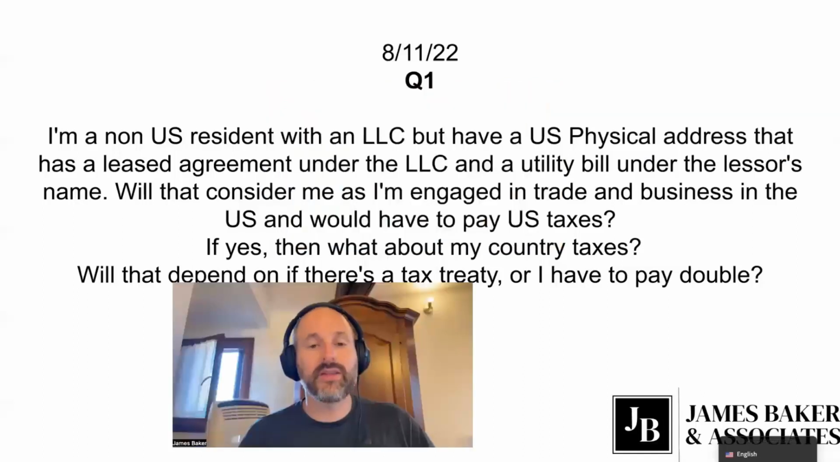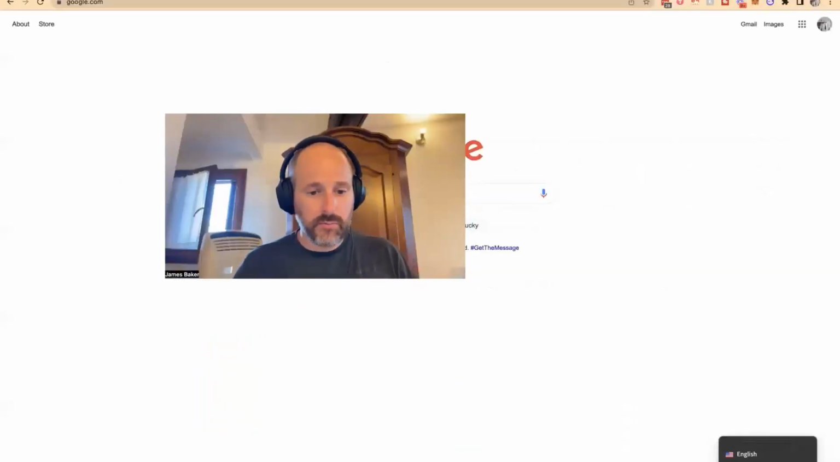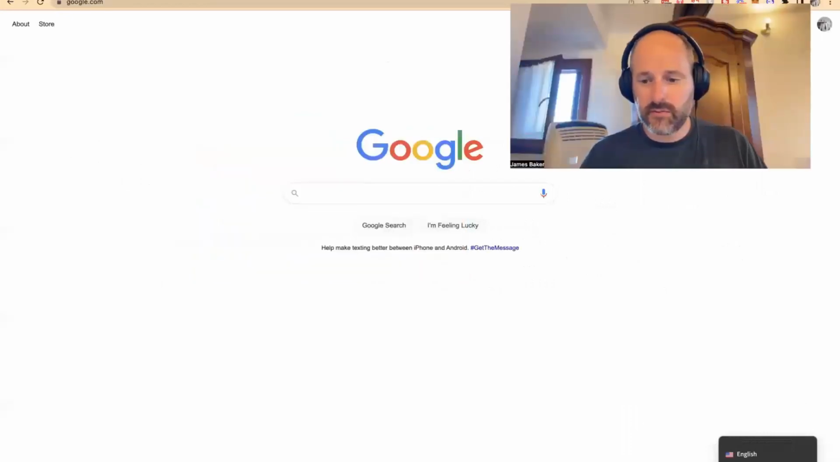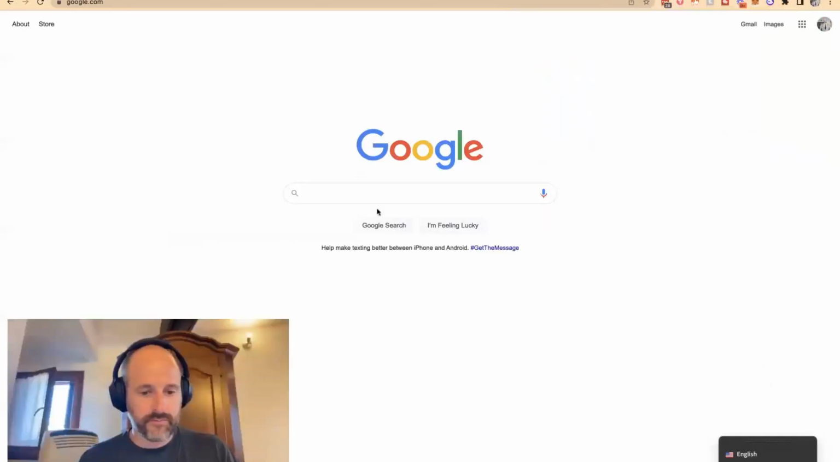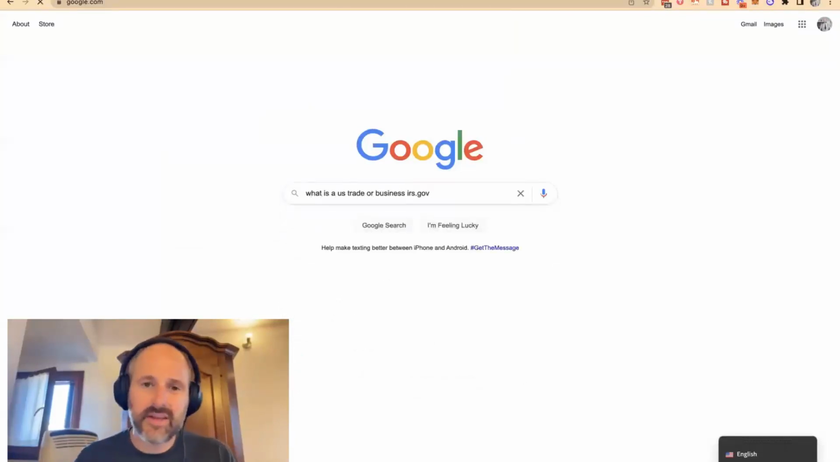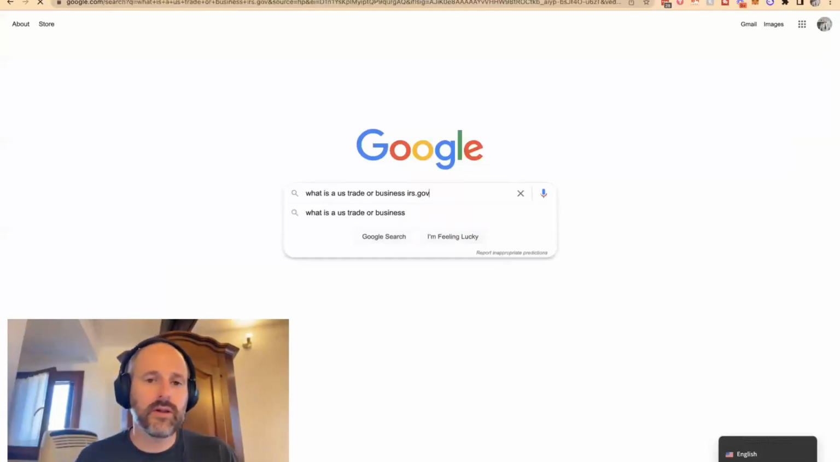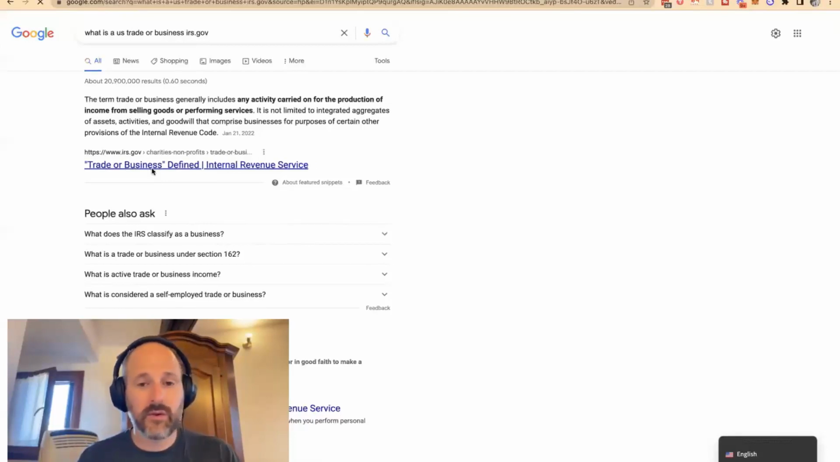Well, this gets into what is the definition of a U.S. trade or business, and how that definition is interpreted for the purpose of paying taxes. The IRS actually has a great explanation on their website. I'll pop it over here. What is a U.S. trade or business? IRS.gov. This is an easy way. We can go into the tax code and get a lot of details, but for the purpose of this, the IRS has a definition on their website, which is a great reference.